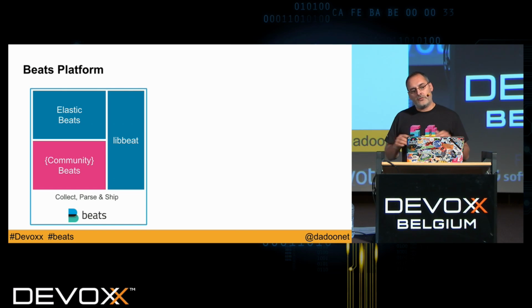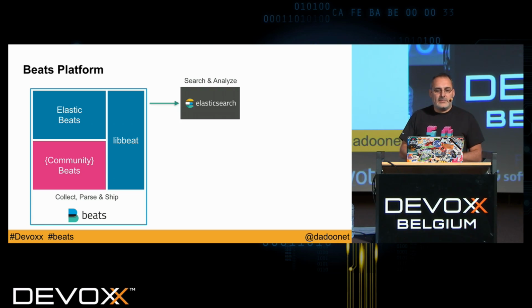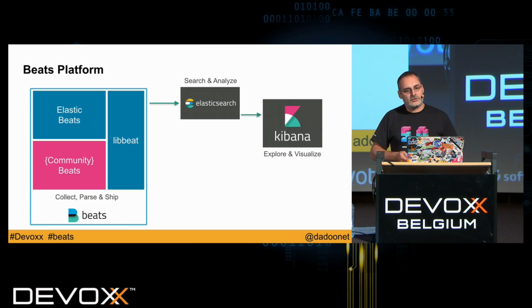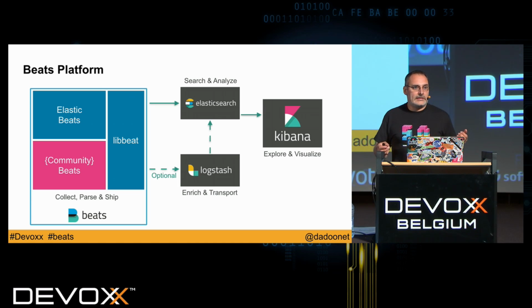Let's have an overview of the Beats platform. So anytime you are writing a Beat, you are using what we call Libbeat. I'm going to explain in detail what you have with Libbeat. So any Beat will help you to send data to Elasticsearch, and then you can visualize it within Kibana. And then you can also send your data to Logstash and then to Elasticsearch, and then explore with Kibana.